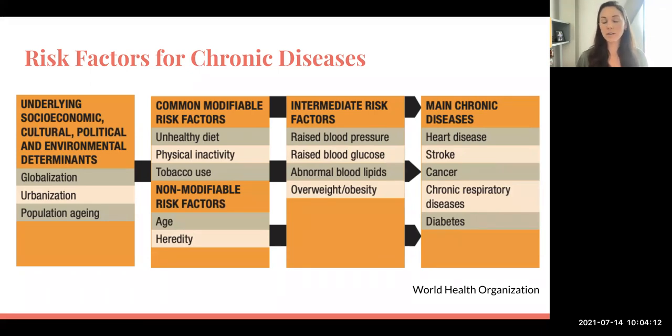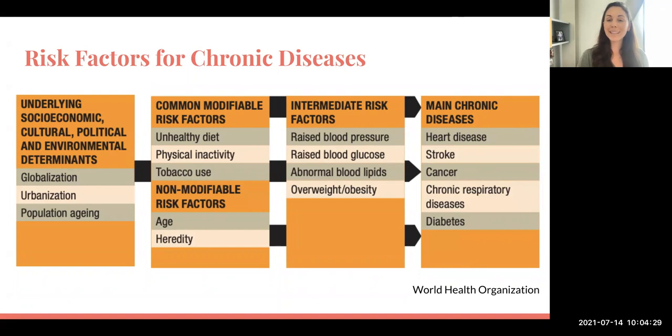And then, of course, there are some that we don't have any control over. One is our age. The older we get, the more likely we are to develop a chronic disease, though it's not inevitable. And heredity, so genes. Your genes do play a role in your risk of developing chronic conditions.